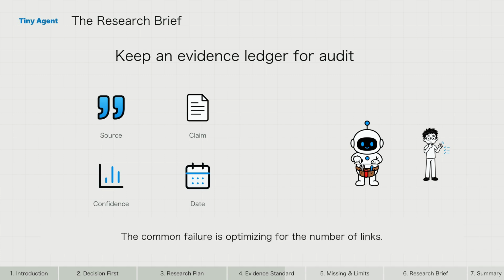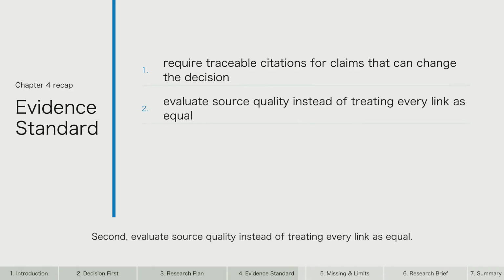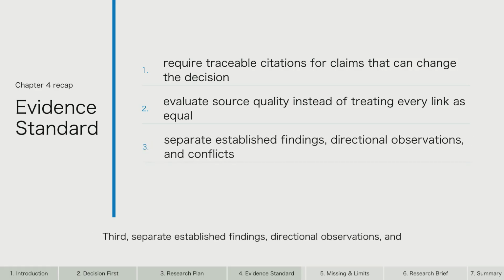The common failure is optimizing for the number of links. 10 weak citations do not outweigh one strong, relevant source. Evidence quality comes from the relationship between the claim, the source, and the decision. First, require traceable citations for claims that can change the decision. Second, evaluate source quality instead of treating every link as equal. Third, separate established findings, directional observations, and conflicts.